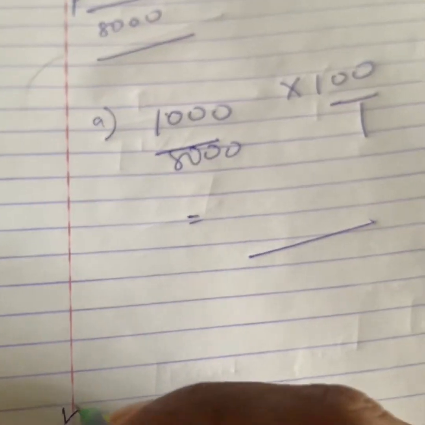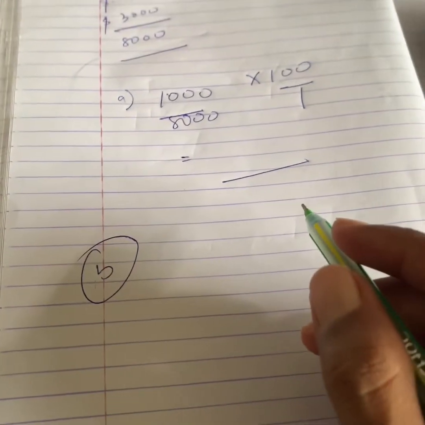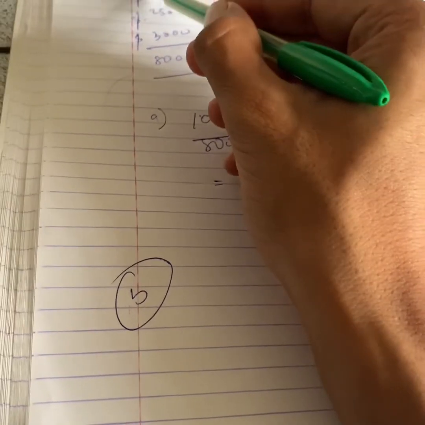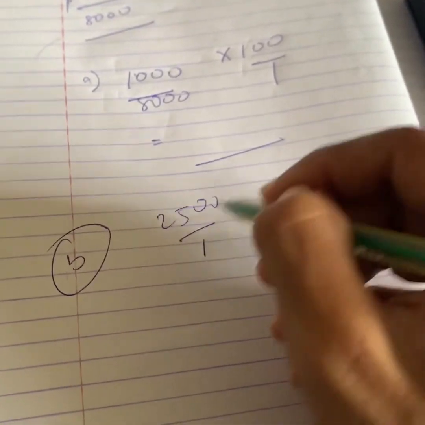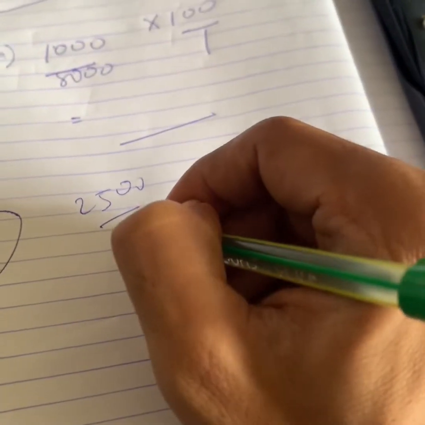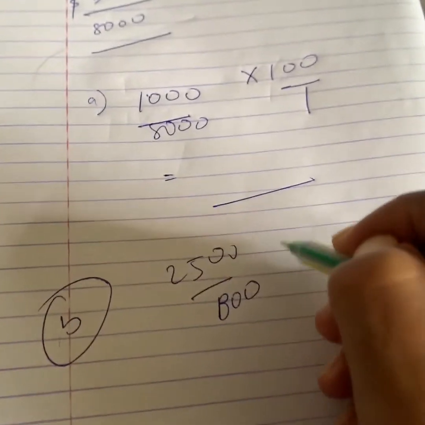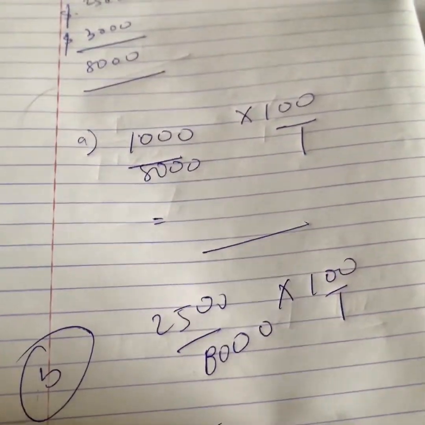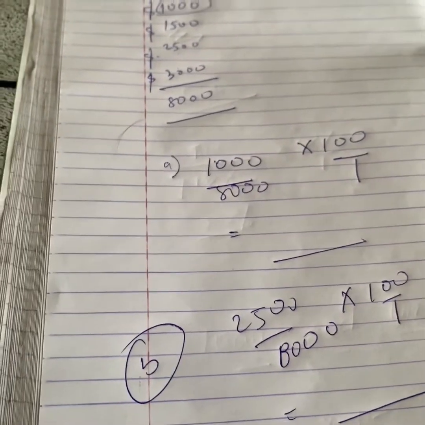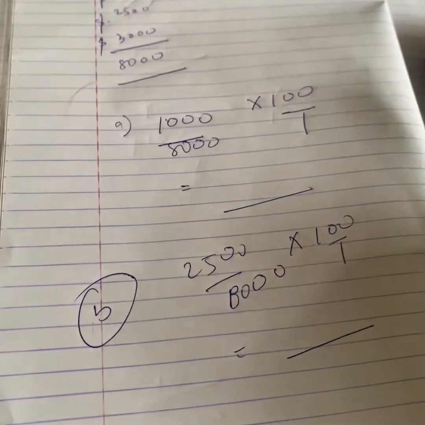Part B says year 12. Year 12 has collected 2500. So 2500 over the total, which is 8000, multiplied by 100 over 1. You can get that. Similarly, you can do it for year 11 and year 13.